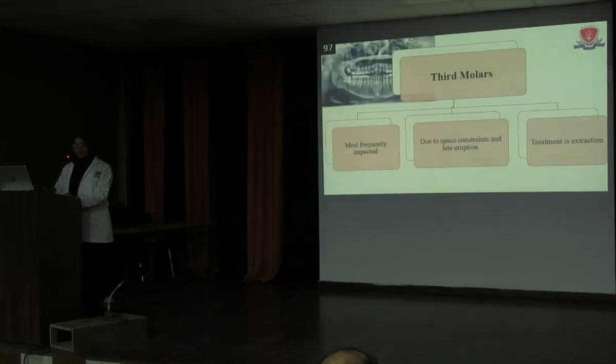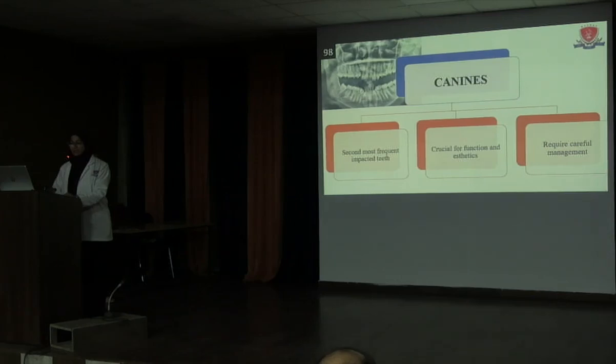Now the third molars are the most frequently impacted teeth due to space constraints and late eruption. So the treatment choice for them is extraction. Whereas the canine, although second in prevalence of impaction, is the most important tooth for the orthodontist, as it plays a crucial role in function and aesthetics, and therefore requires crucial management.